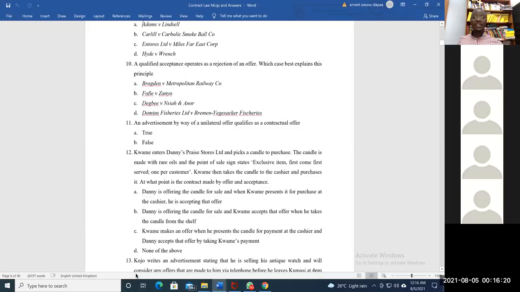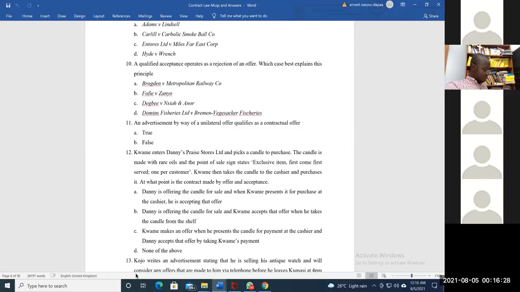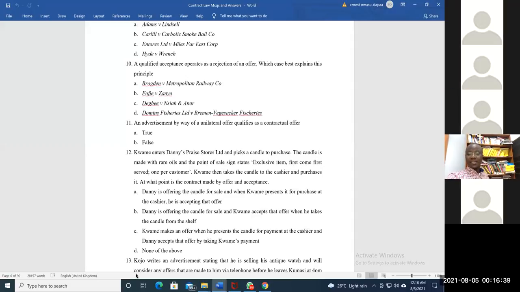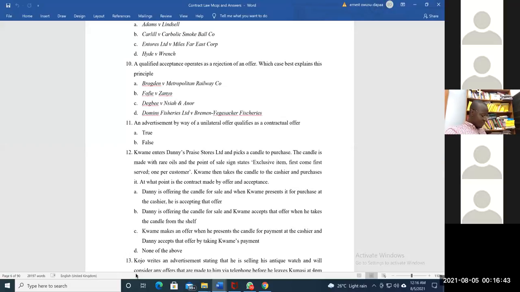What principle was decided in Brogden against Metropolitan Railway? Anybody? Brogden against Metropolitan Railway, what principle? Acceptance by conduct. Yes, Nenebe. Acceptance by conduct. Okay. David.